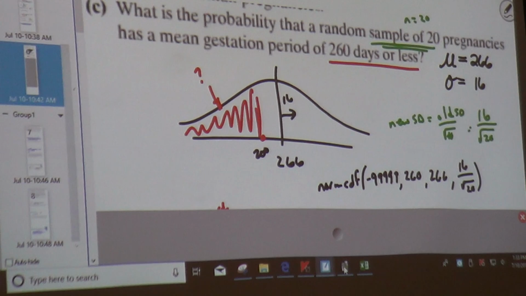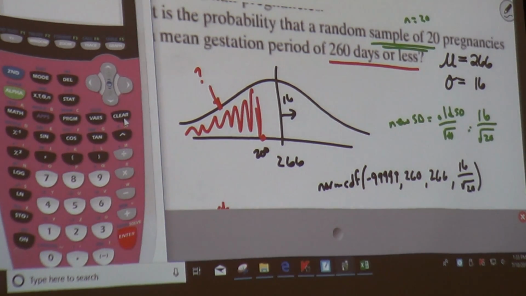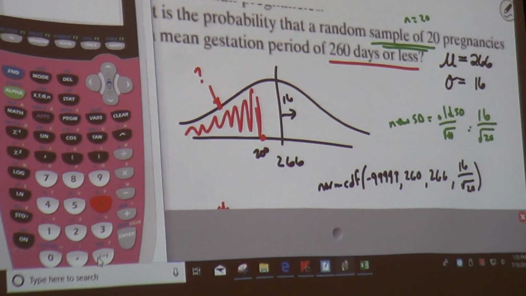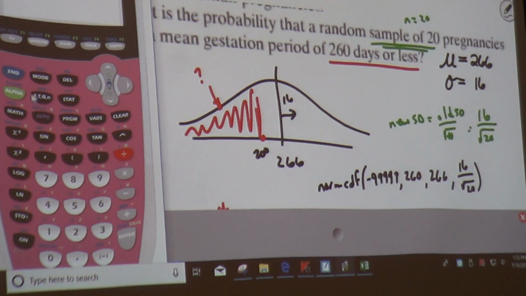And I'll show you a couple of different ways that you can do this. I can do it as normal CDF of negative 99999, comma, 260, comma, 266, comma, 16 divided by the square root of 20, close it. So I could have done it that way.